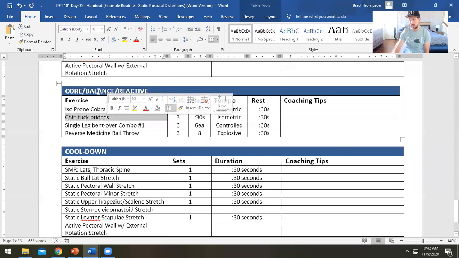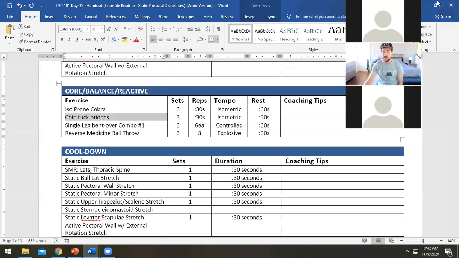Chin tuck bridges, kind of like the one I showed you, right? Tucking the chin and then doing that hip raise. No, the bridging part doesn't help. I got a question. Hey, is that more like the Pilates or a yoga kind of thing?